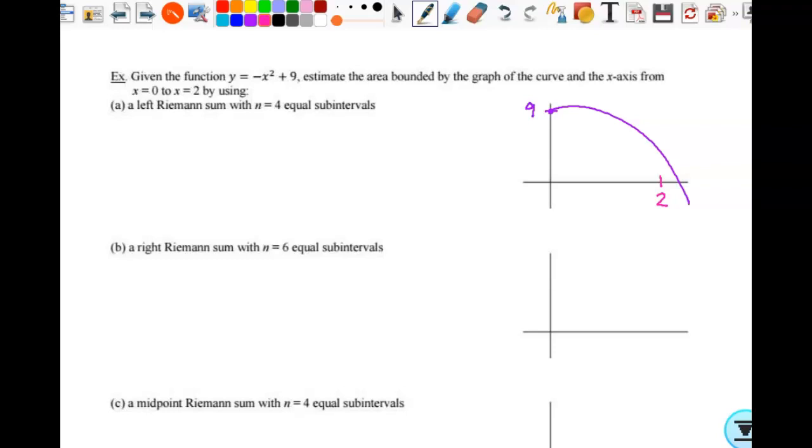All right, so then we have a left Riemann sum with n equals 4 subintervals. That means I have to split this into 4 equal parts. Halfway is at what? It's halfway between 0 and 1, so 1/2. What's halfway between 1 and 2? 3/2, 1.5. So now take that and draw your 4 left-hand rectangles.